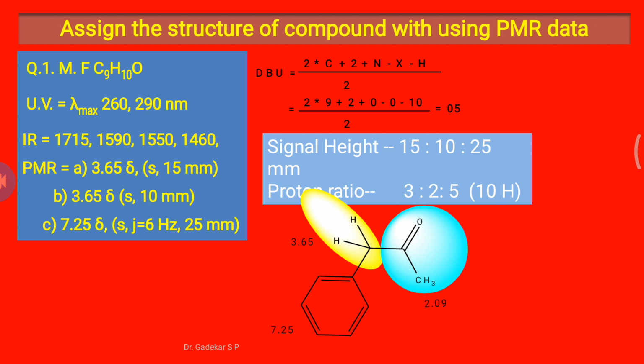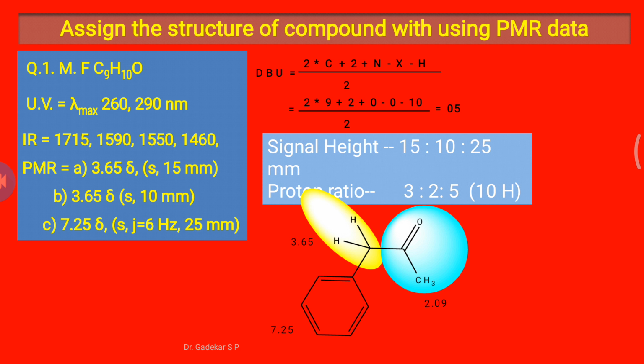So it may be an aldehyde or it may be a ketone. But in this data, no peak is observed at 2500 to 3000 centimeter inverse. It means that the aldehyde group is not present in the molecule, and this information supports that the compound contains a carbonyl, meaning a ketone group is present.